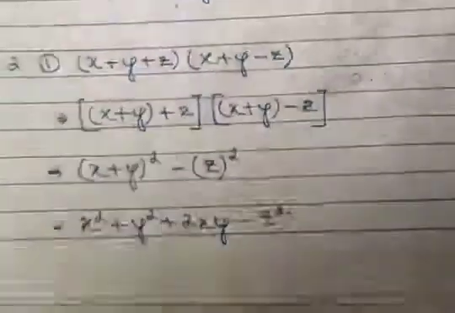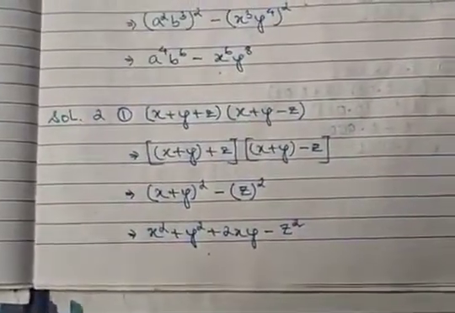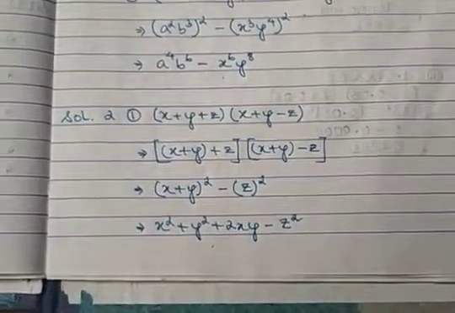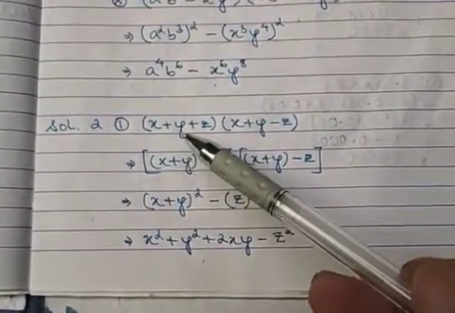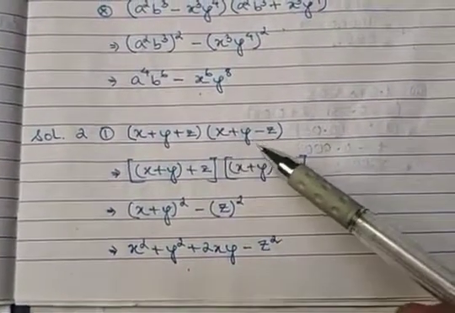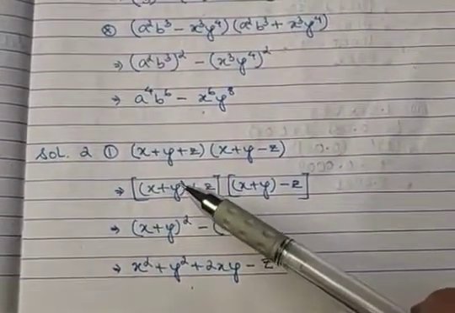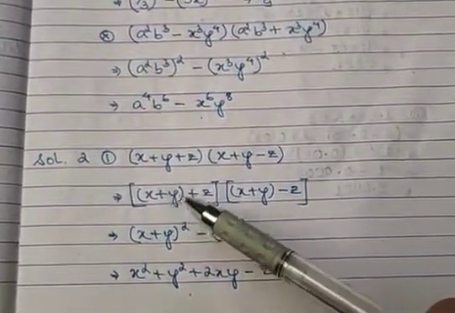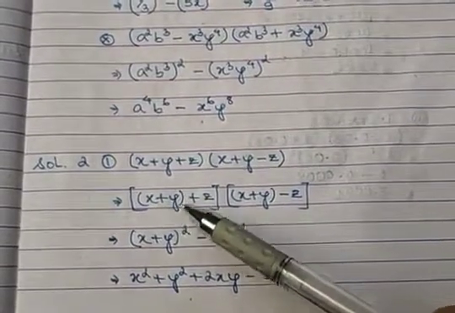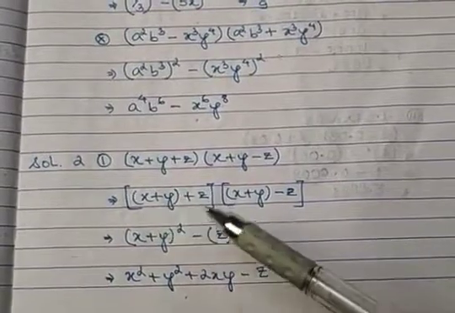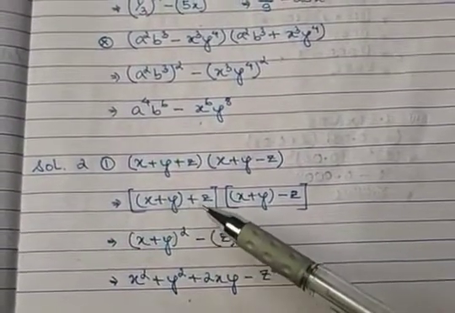Okay, now this one, question number 2. What we have here is a multiplication of a trinomial and a trinomial. But what do I see in the trinomials? x plus y plus z and x plus y minus z. So if I assume the first two terms as one term, simply x plus y, that is why I have placed a bracket. I have used the third bracket as well as the first bracket. So I haven't changed anything, isn't it?